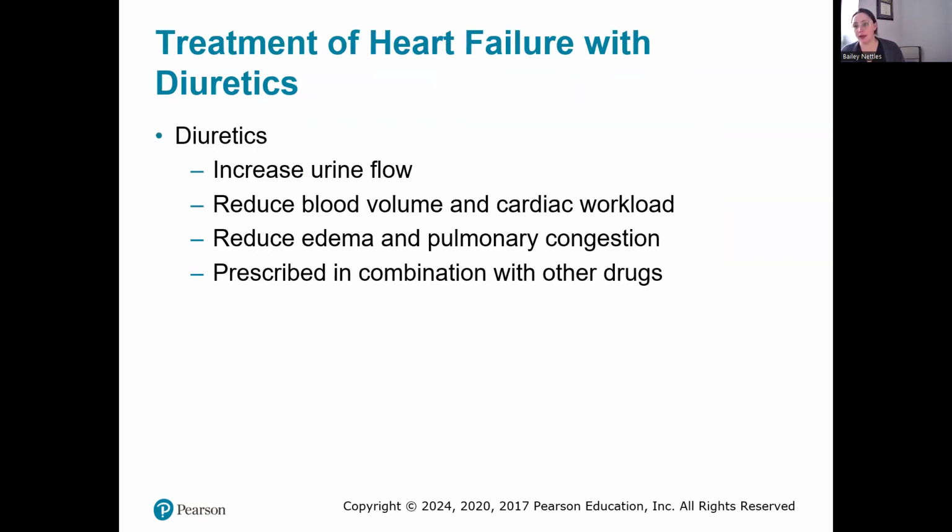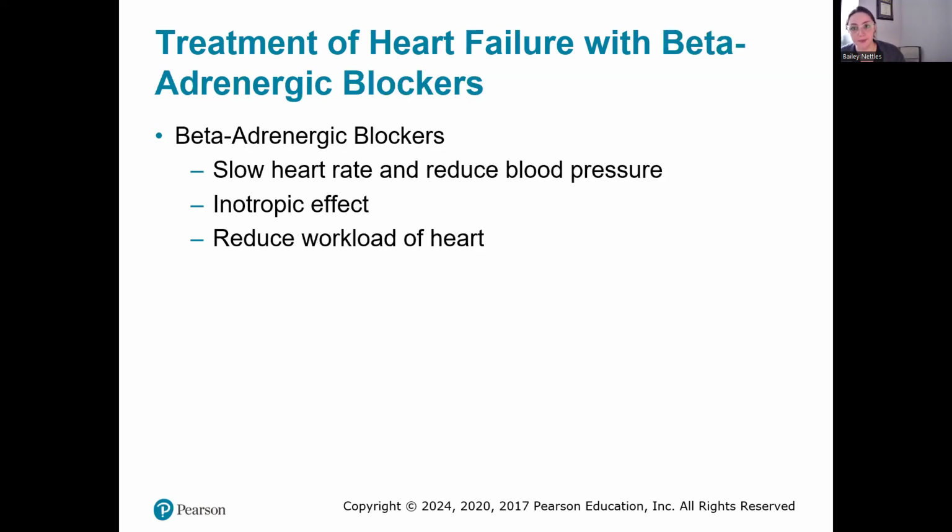Okay. Diuretics. So we've talked about how they can increase your urine flow and they help with edema. If I have excess edema in my lungs, in my body, this will help because it's going to pull the fluid, the excess fluid, and try to get it out. Okay. It's used a lot of times with all these other drugs. We just have to monitor blood pressure.